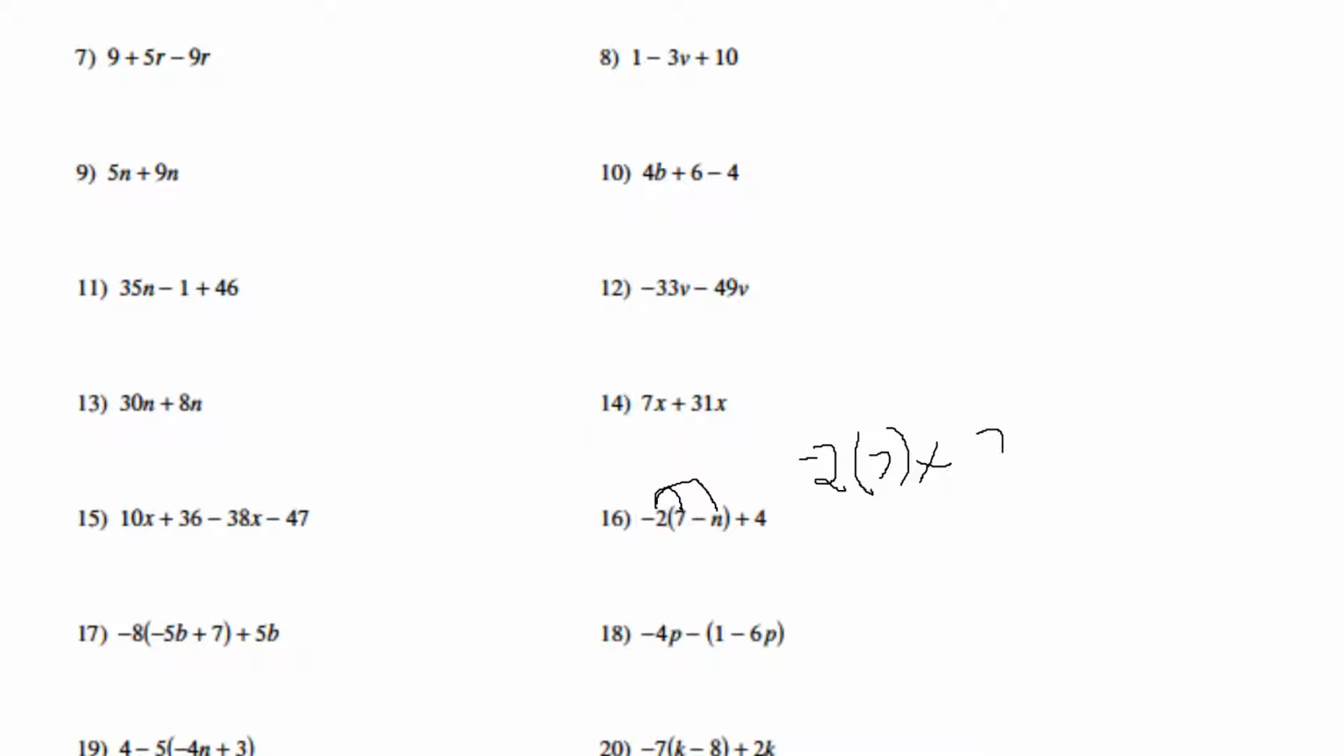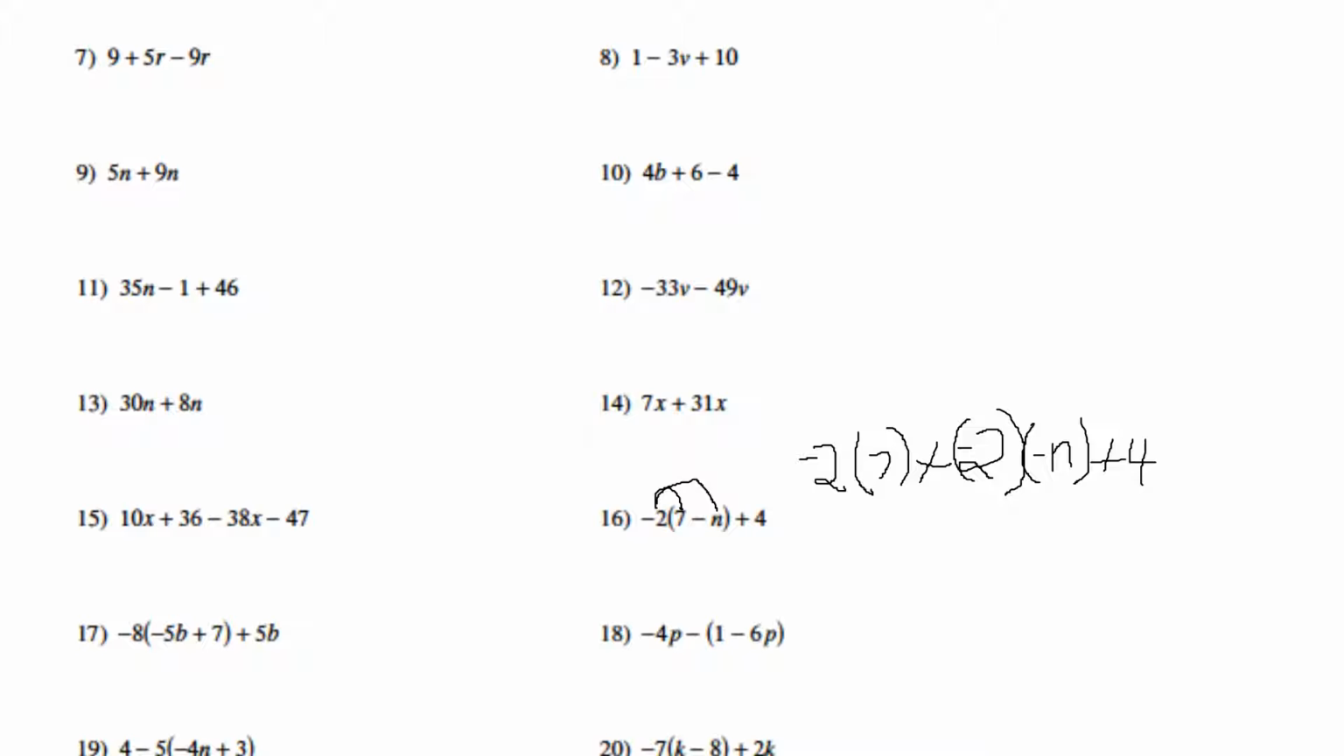And then we continue with a -2. Oops, let's give him a negative sign. A -2 times that -n, and don't leave off your 4. So we're going to continue with our 4 plus the 4. Alright, now we've got it all set up and we're ready to do our calculations.